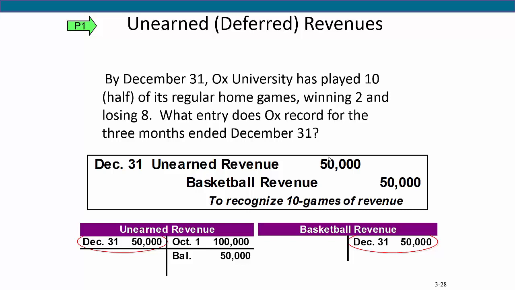$50,000. This is exactly half the revenue. They've played half the games. The number of games lost or won doesn't matter except to the fans. Let's look at the balances in the ledger account.